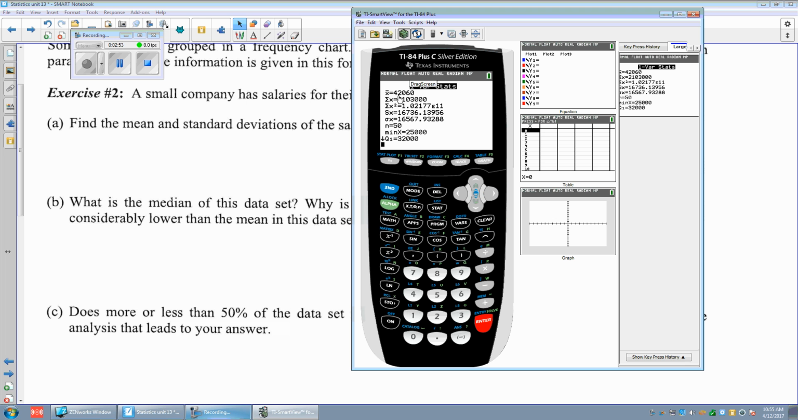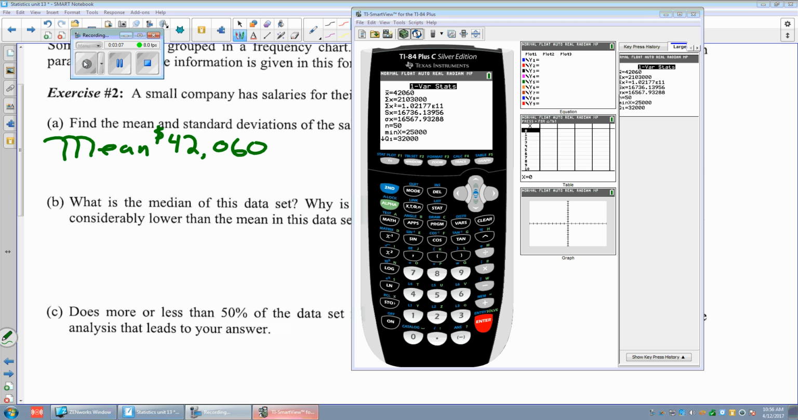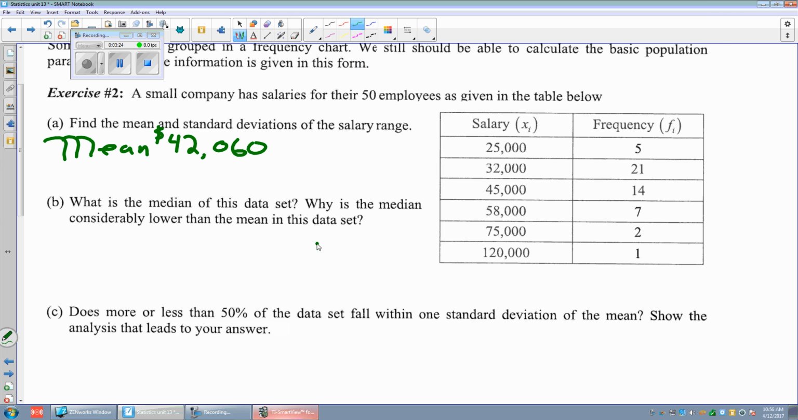It gives us the mean as $42,060. Since we typed in every single one of the salaries, we don't use the sample, we use the population. So the population standard deviation is $16,568.